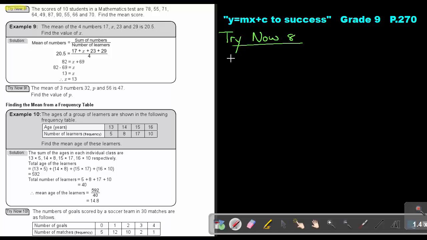The scores of 10 students in mathematics tests are these. Find the mean score. Okay, so basically, to find the mean score, it's going to be the sum of the scores divided by the number of learners.